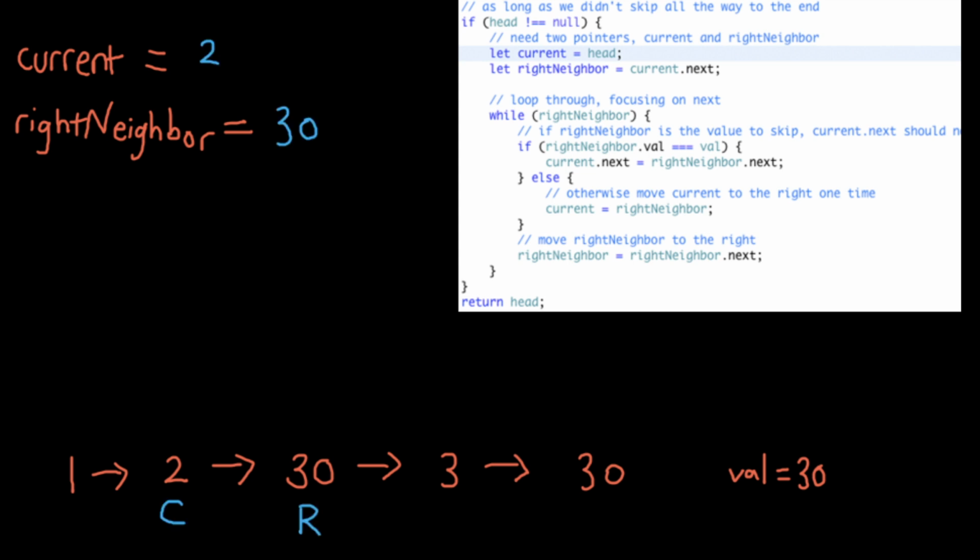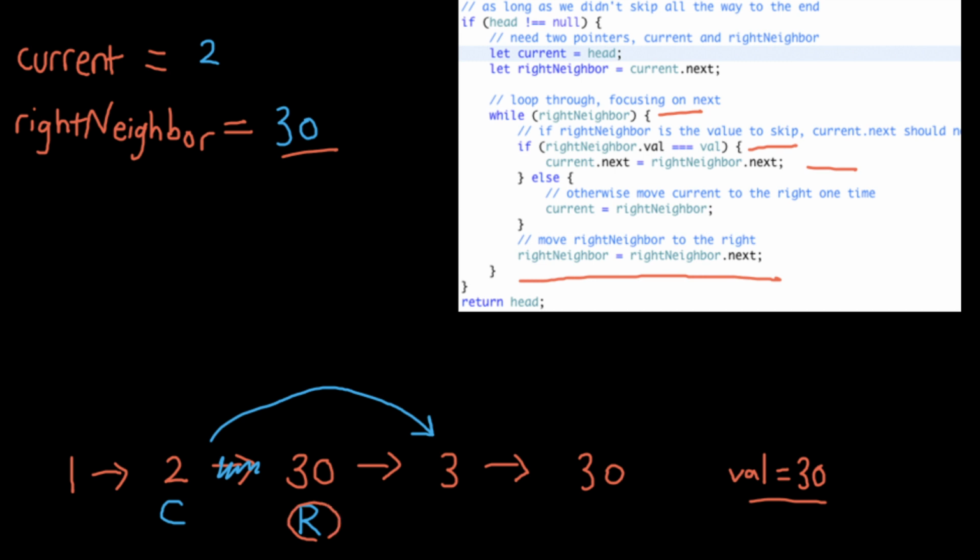So once again, you are going to come to this line, right? Well, first, right neighbor is not null, so we continue. And then we check the value of right neighbor. Well, the value of right neighbor is 30. Target value is 30. So we do what's inside the if statement. So current.next equals right neighbor.next. So what you would do is you basically point your arrow here. That's what's happening programmatically. And then you go to right neighbor equals right neighbor.next because you have to move this guy right here. You have to shift him over to the right.